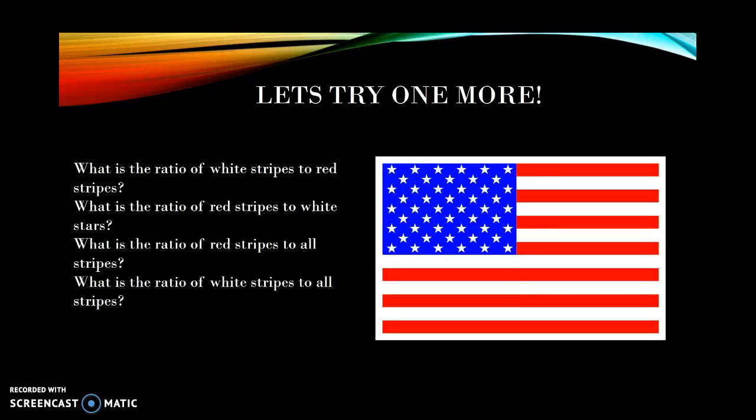I have another practice for you guys. So we have 4 questions. First one being, what is the ratio of white stripes to red stripes? The second question is, what is the ratio of red stripes to white stars? The third question is, what is the ratio of red stripes to all of the stripes? And the fourth question is, what is the ratio of white stripes to all stripes? So go ahead and pause the video and take a look at the questions, try and figure them out.